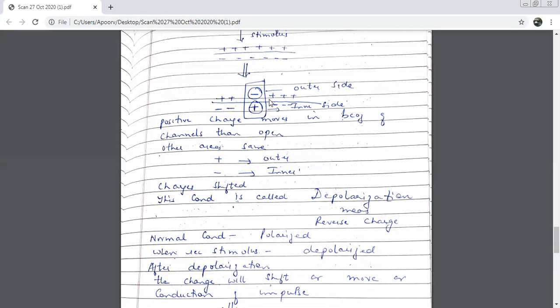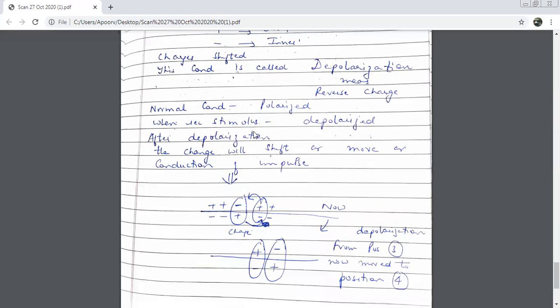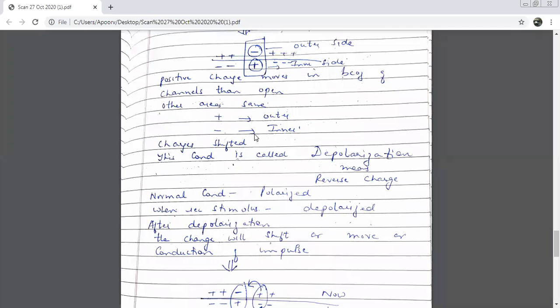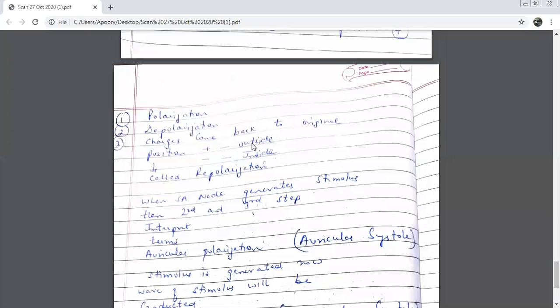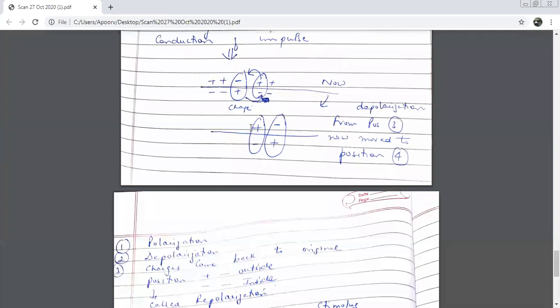And the third one has now become normal. Why has it become normal? Because there is no stimulus over here. Look at this, beta, there was no stimulus here, so it is in the same condition, positive outside, negative inside. And once the stimulus moves ahead, these will also go back to the normal condition. That means your third one will become what now? Let me explain it to you, it will be clearer from here. Yes, the third one has come back to its original position and the fourth one has shown depolarization.